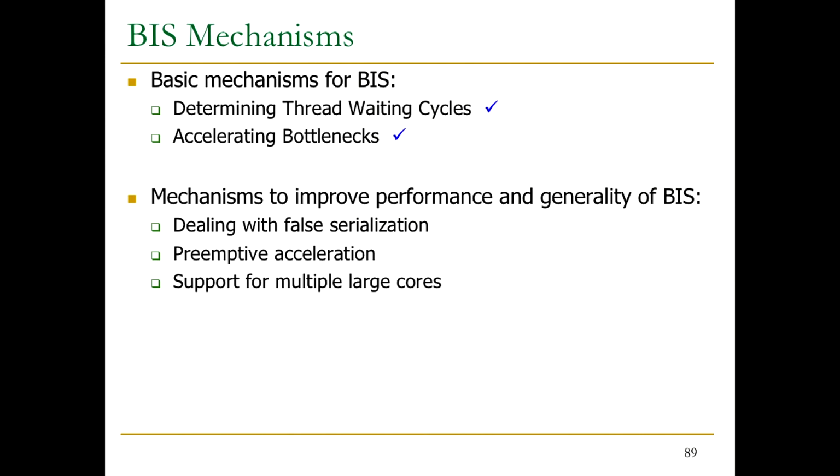For example, if you need to finish 100 iterations to get to the barrier, and if you somehow know that information and communicate it to the hardware, then the hardware can keep track of how many iterations you've done so far, and that way you can preemptively accelerate.